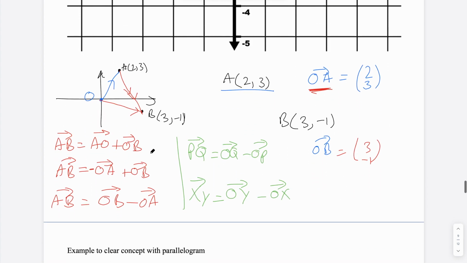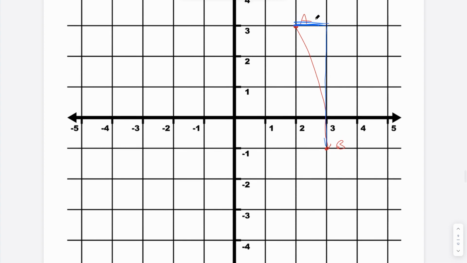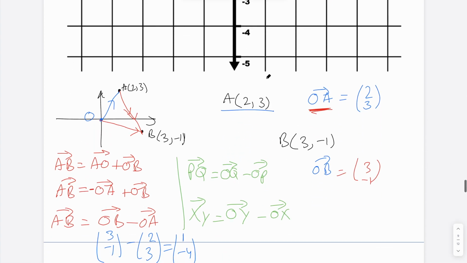Now if you look at this algebraic form, OB, we copy this OB, that is (3, -1), then negative, copy this OA, that is (2, 3). Now 3 minus 2 is 1, and minus 1 minus 3 is minus 4. So this is (1, -4), that is 1, and this is minus 4. So you do it either way, you always get the same answer.